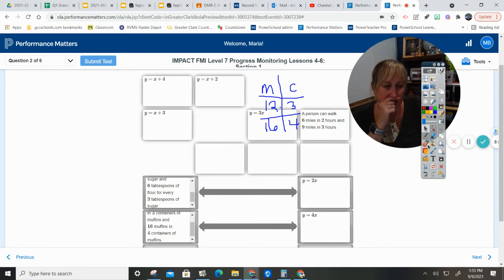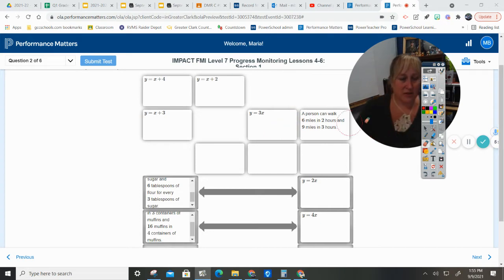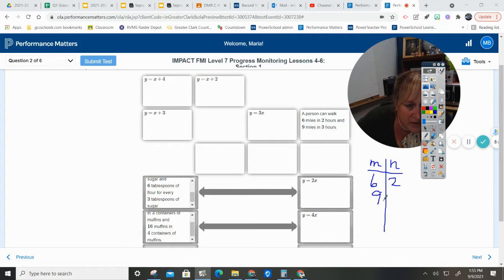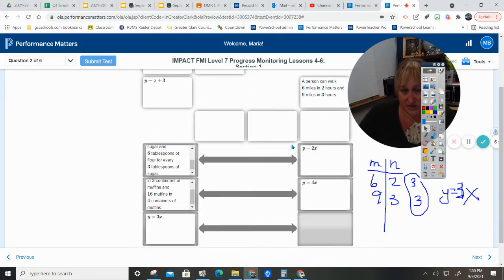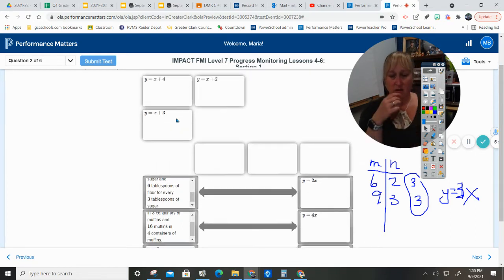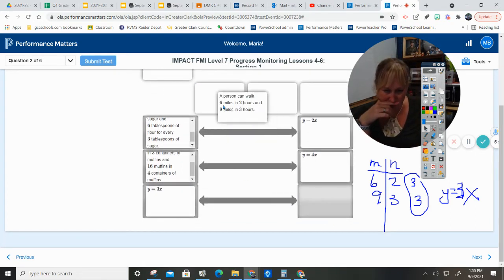All right. We're going to do the same thing on this problem. Okay, miles, hours. She does 6 miles in 2 hours, 9 miles in 3 hours. So if I divide them, 6 divided by 2 is 3. 9 divided by 3 is 3. So my constant is 3. So that means y equals k, which is 3, times x. Okay, so that would mean it's this one. So I'm going to drag this here and this here. Whoops. I probably should make sure that they go the right way.